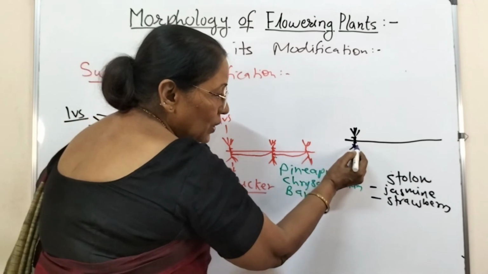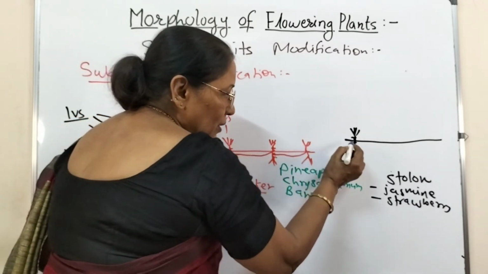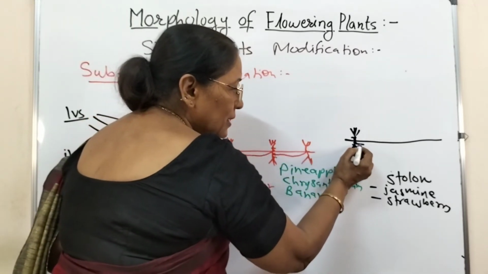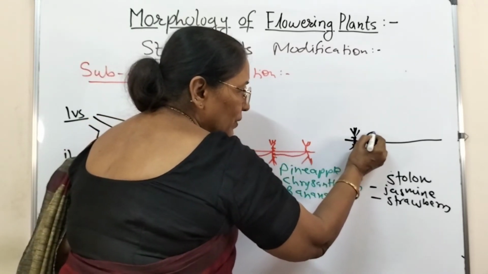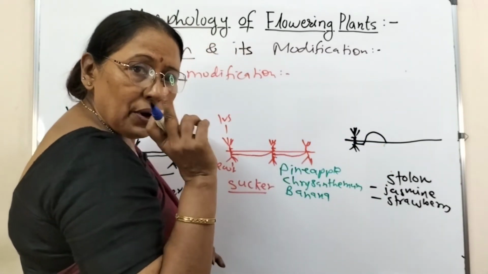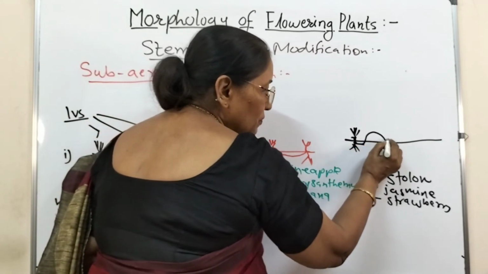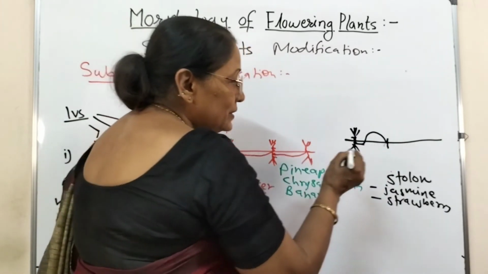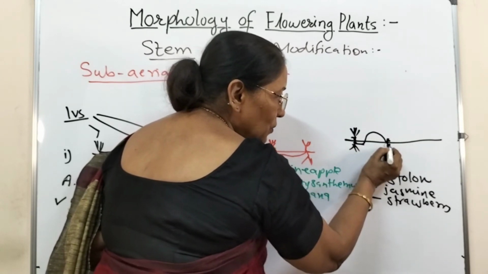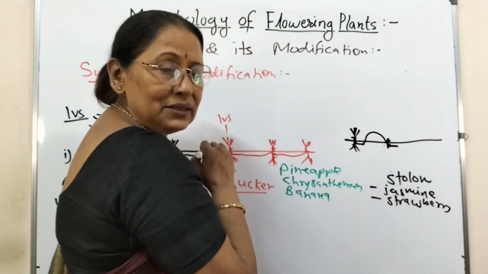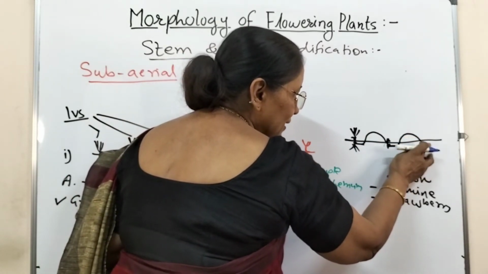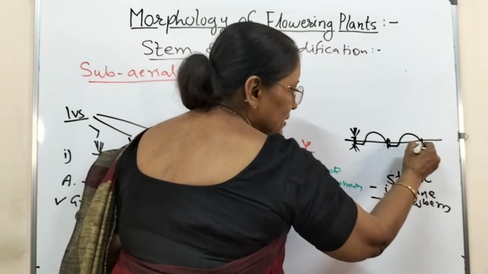Now from the lower node, underground one, will come one lateral branch, and then it comes up and takes a loop, one arch, and then it comes down. Fine. The point where it comes down, here it forms one stem. This stem will have the nodes and internodes. Again from this lower node will come out a lateral branch. This moves upwards and forms one arch, and then it again forms a stem.